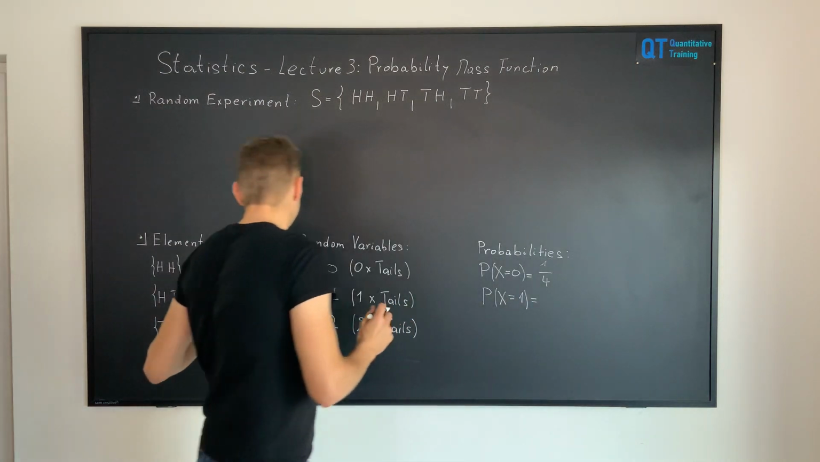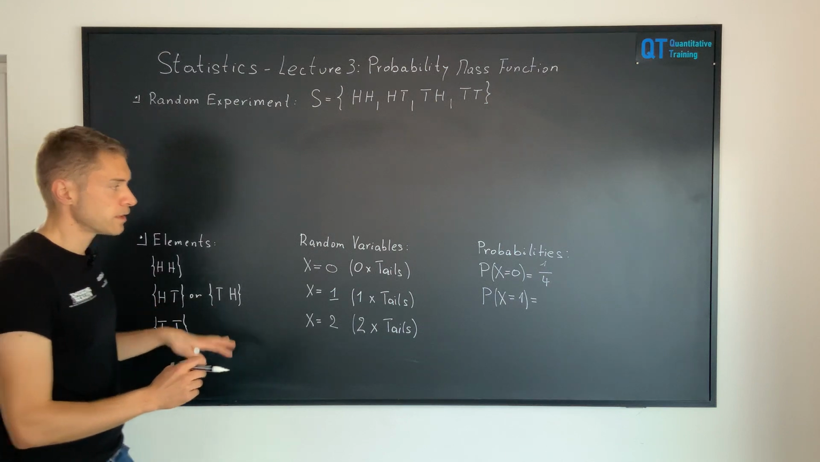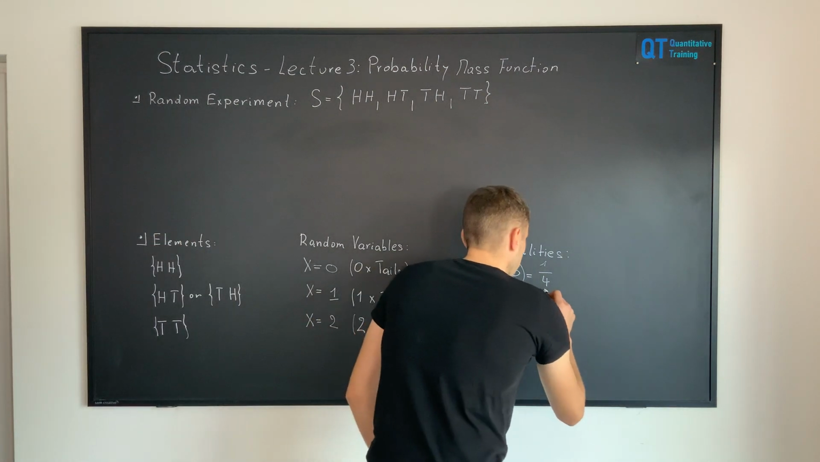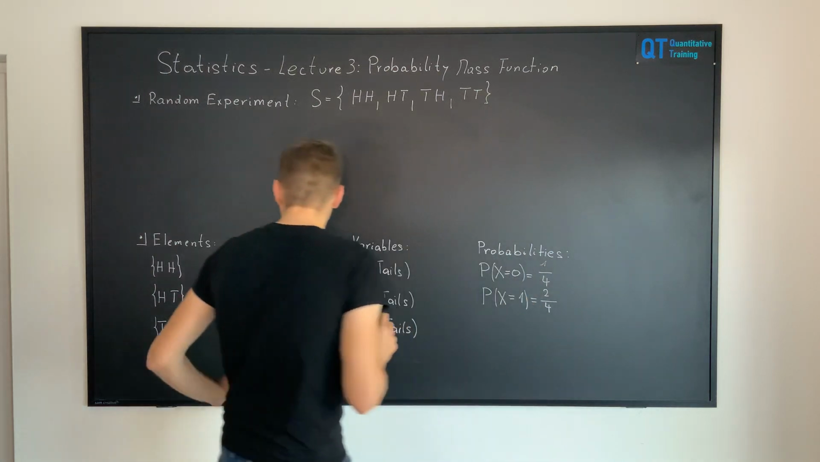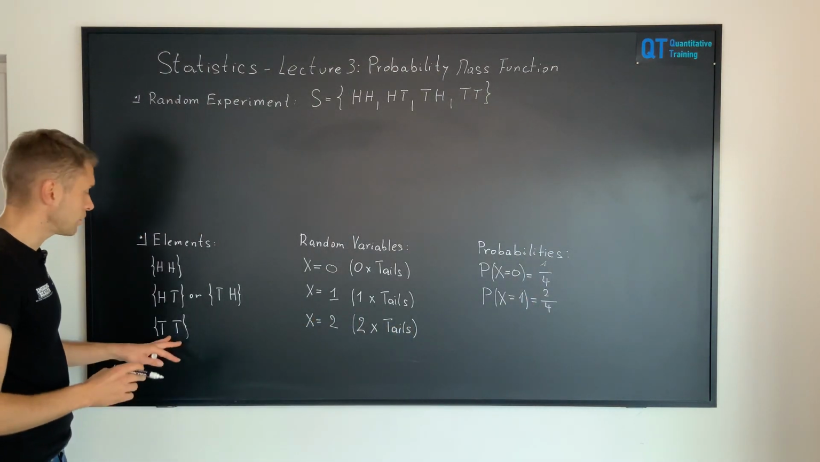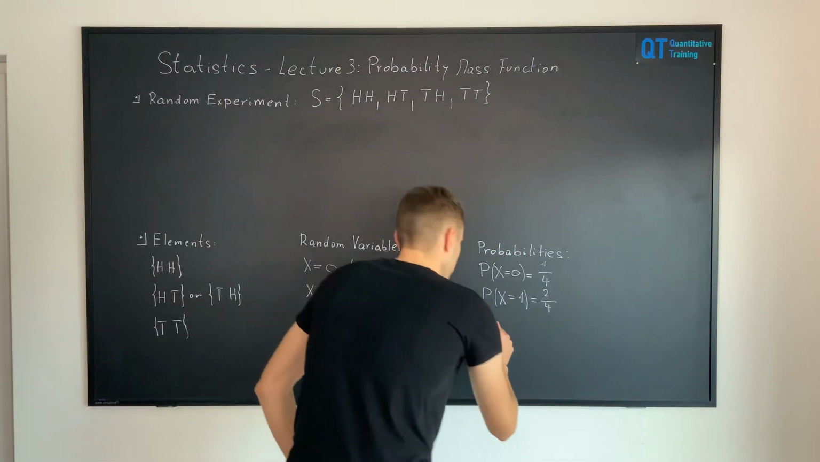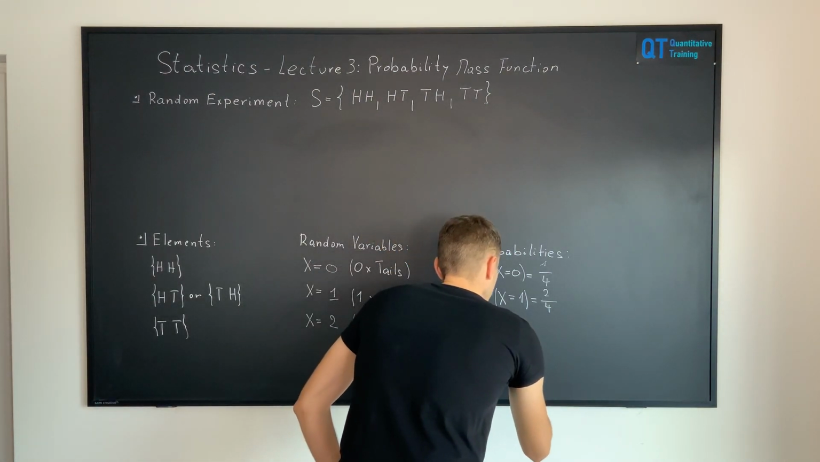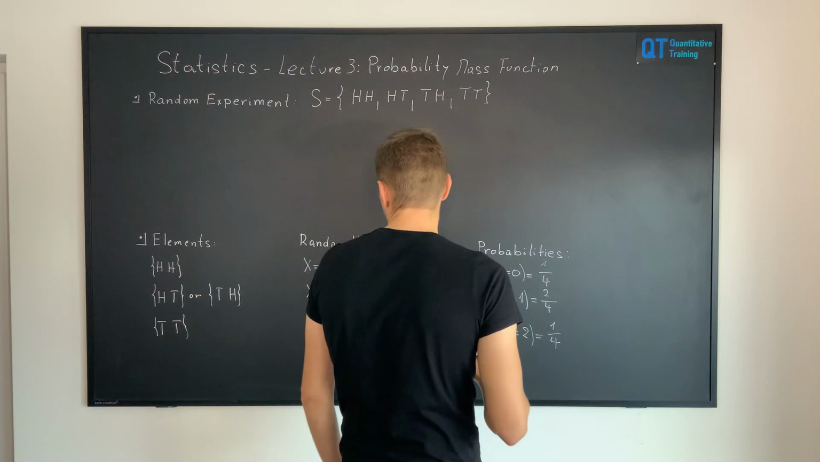This time we have 2 elements out of the sample space, so we have a 2 here, which again we divide by the total number of elements contained within the sample space. And of course the last element of the sample space, 2 times tails in a row: the probability of x equals 2 is again 1 element divided by the 4 elements of the sample space.